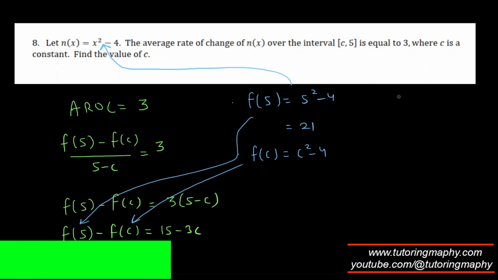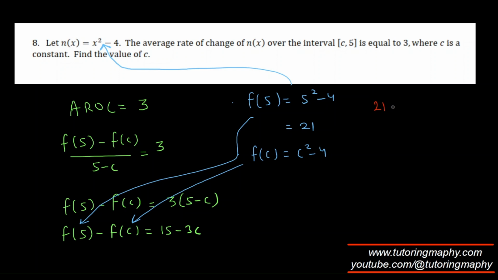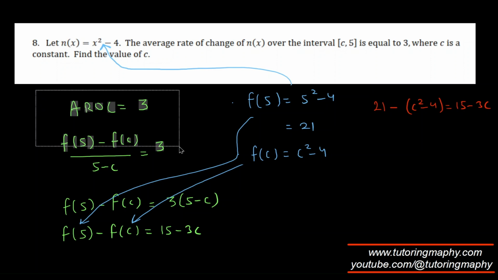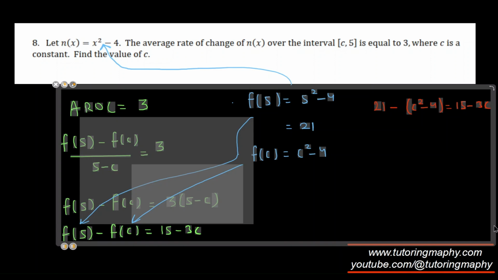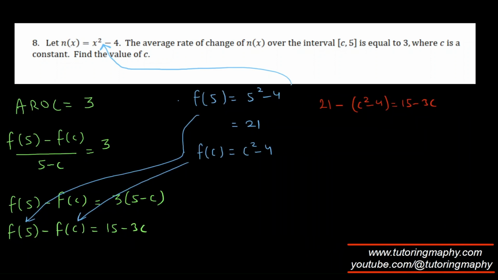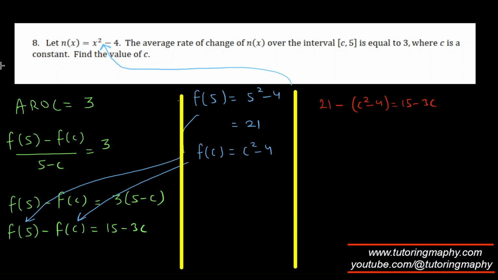So that's going to look like f of 5 is anyway 21. So 21 minus f of c. Be careful with the parentheses. You have to put parentheses here. Is 15 minus 3c. All right, looks like our old friend quadratic. In order to solve this, I'm going to bring everything on one side of the equation first. So first off, let's distribute this negative. So 21 minus c squared plus 4 is 15 minus 3c. 21 plus 4 is 25.